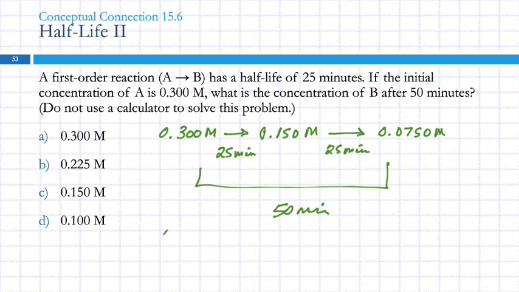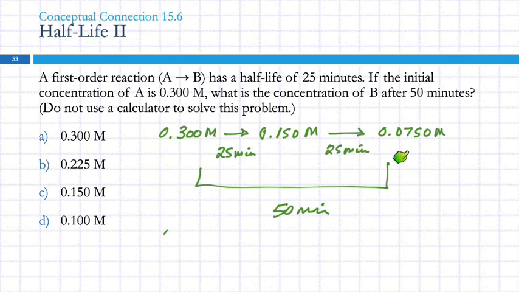What did I do wrong? Yeah. It's asking for the concentration of B. Thank you. See, didn't read the question very well. So I found the concentration of A, didn't I? I'd like to say I did that on purpose. I didn't. I screwed up. It's a good lesson, though.